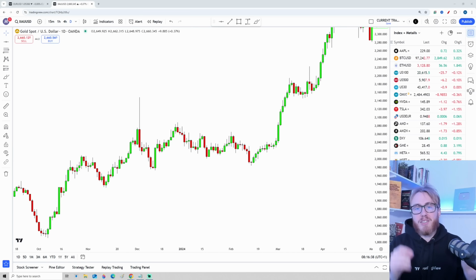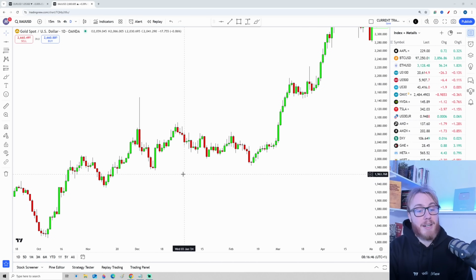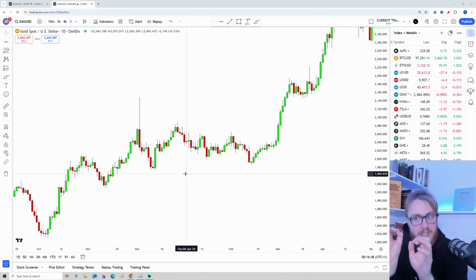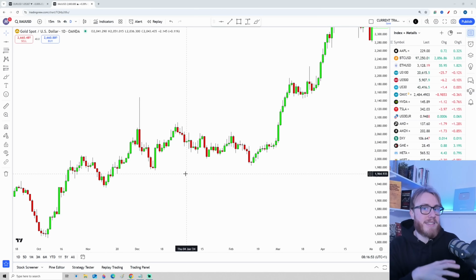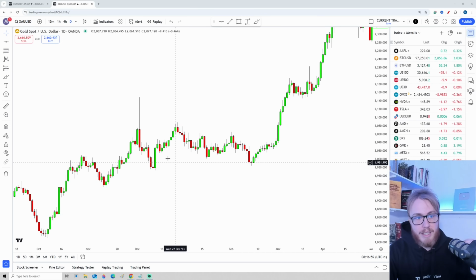Alright guys, so now last but definitely not least, it's time to take a look at the Keltner channels. And this right here is an indicator that is very similar to Bollinger Bands, but they are a bit different, and we can't really say that Keltner channels is just different settings. It's actually a whole new indicator.